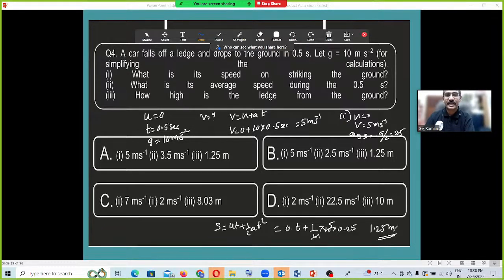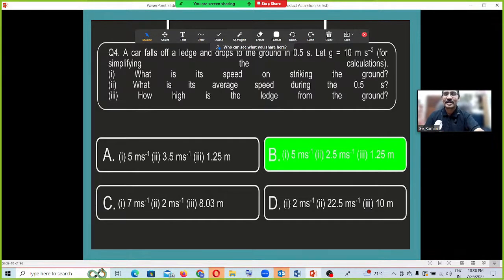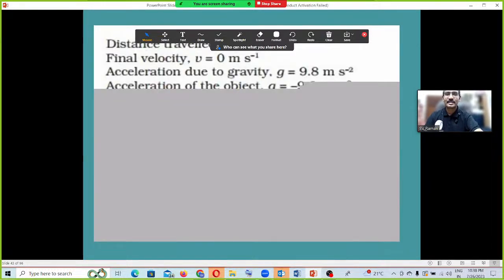So which one is the correct option? B is the correct option. Yes, B is the correct option. Exactly. Fantastic.